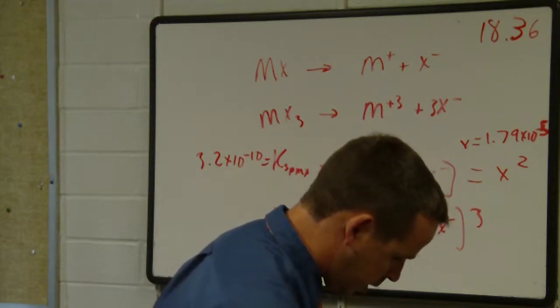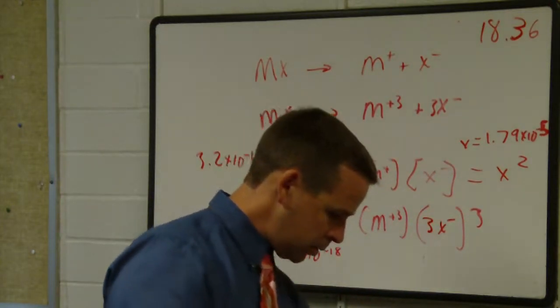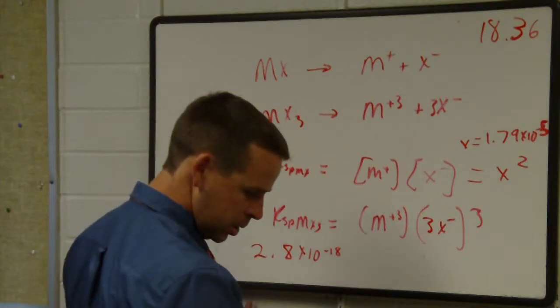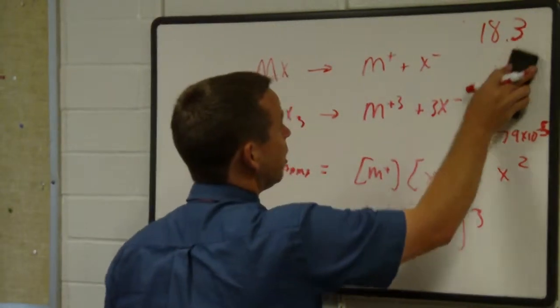Calculate the solubility of calcium sulfate, which is found in plaster, with a KSP of 4.9 times 10 to the minus 5.